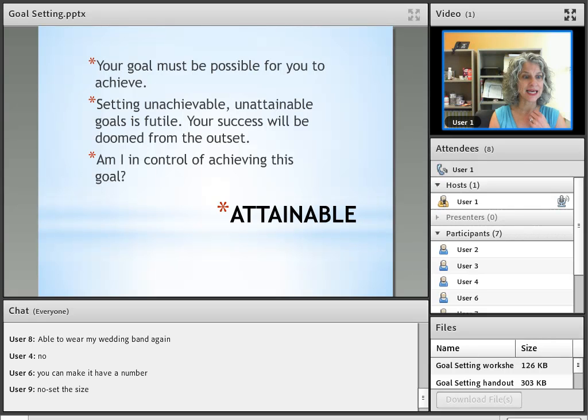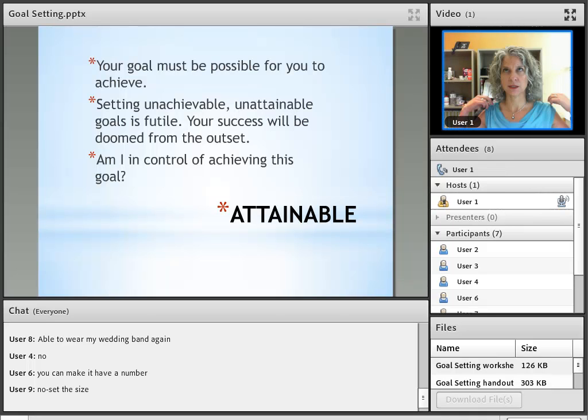Kristen, okay, no, set this, right. So when you say set the size, you mean put a number on it? Like put a size number on it? Okay, so using our SMART goals, specific, measurable, the measurable is the number that you actually assign to it, okay? What about the attainable part?